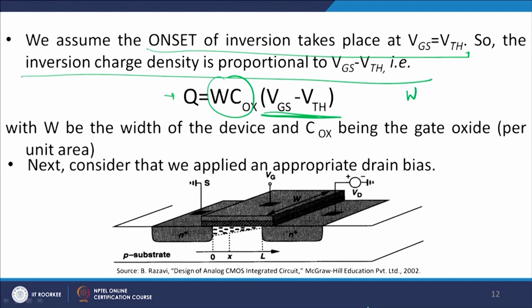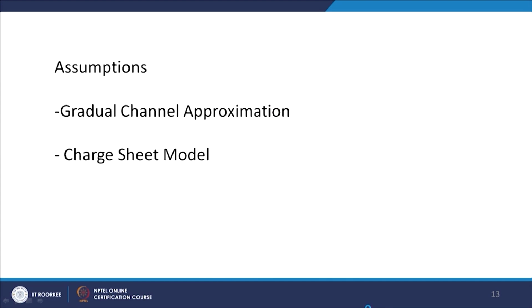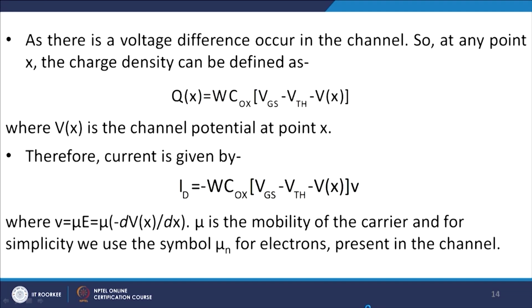Let us suppose we have now applied an appropriate drain bias. So I have a drain here, the drain is applied with VD, the source is grounded, and on the gate side we again have not applied anything at this stage. So what are the assumptions we will look at? We will look at the gradual channel approximation and the charge sheet model, and this will be taken care of in the next lecture. Thank you very much.